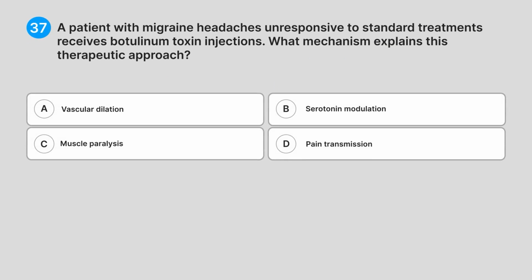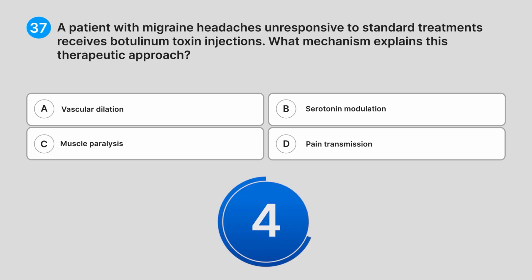37. A patient with migraine headaches unresponsive to standard treatments receives botulinum toxin injections. What mechanism explains this therapeutic approach? A. Vascular dilation. B. Serotonin modulation. C. Muscle paralysis. D. Pain transmission. Can you guess the answer?